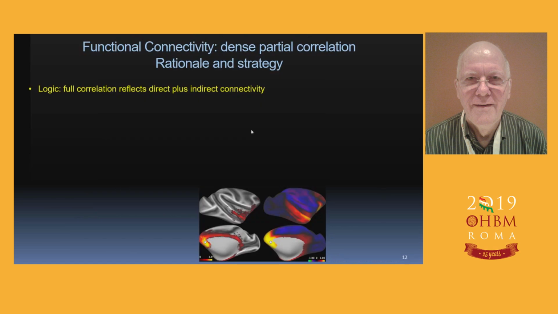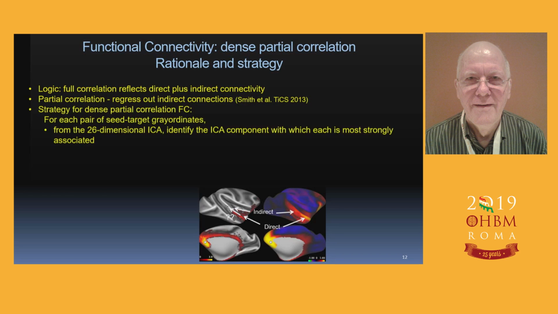So one possible explanation for the broader distribution of functional connectivity is that it reflects indirect as well as direct connectivity. For example, if this anterior temporal projection back to prefrontal area 25 receives inputs from more posterior regions, that might account for the functional connectivity in that region. A possible strategy for addressing that was proposed by Steve Smith, which is to use partial correlation, and we use the 26-dimensional ICA data to drive that analysis.